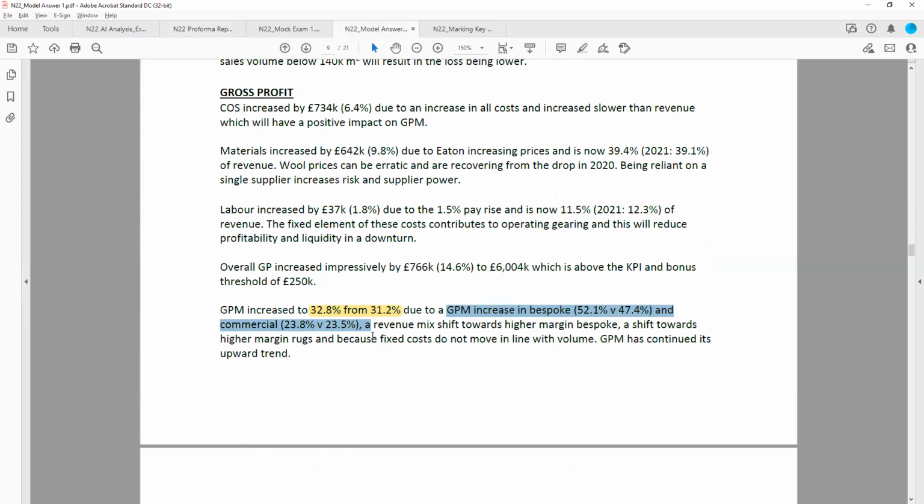So that was a reason, because of a gross profit margin increase in those two client types. Revenue mix had moved more towards higher margin bespoke work and towards these higher margin products, so rugs. And then there's a point about fixed costs. So you can see, maybe I could have mentioned that point about cost of sales in here, and then just had 4 points there for gross profit, although I guess those two do tie together.